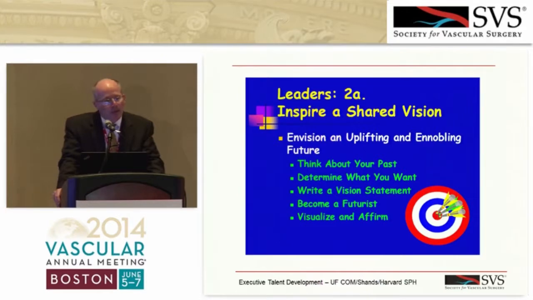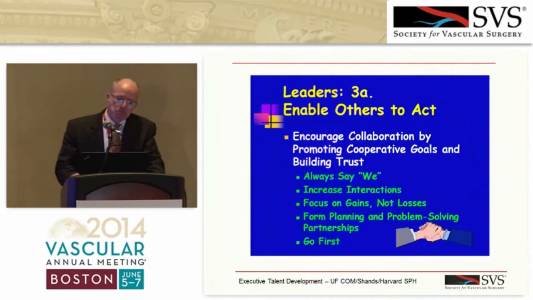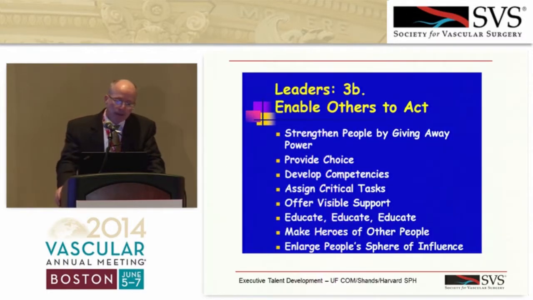Think about where you were, think about where you want to be, write a vision statement, and enact that vision statement. They enable others to act. They encourage collaboration, promote cooperative goals, and build trust among the people that you work with, including: give power away, allow people to develop, provide choices, develop competencies, assign critical tasks, teach, and make other people successful.